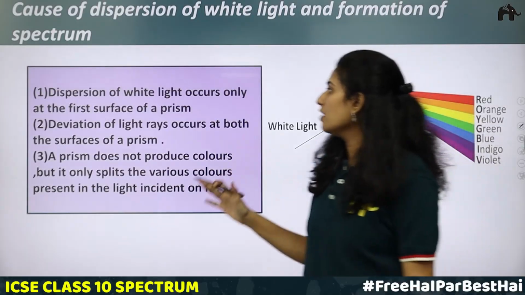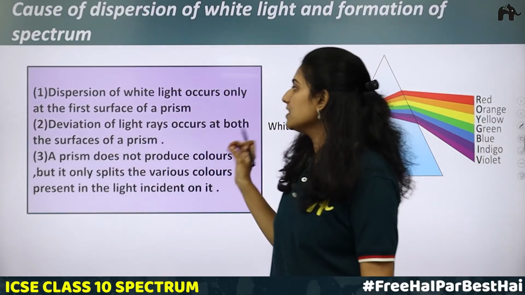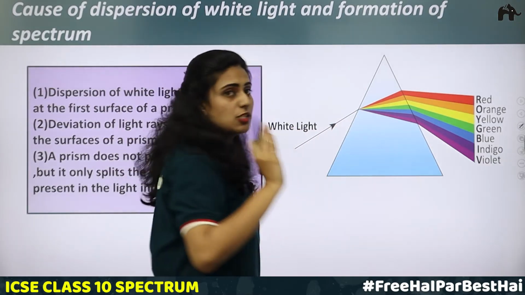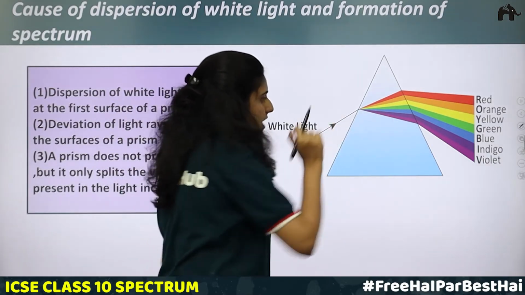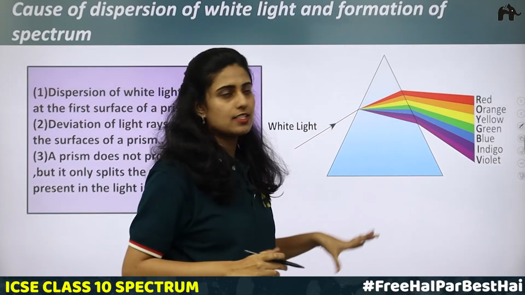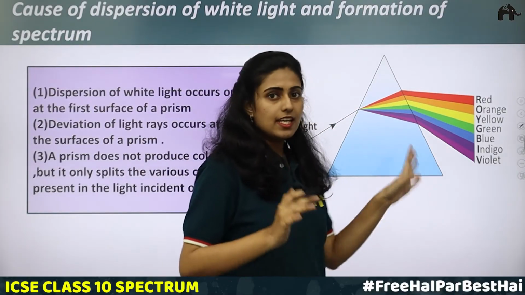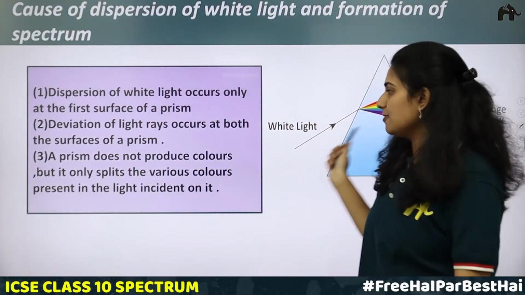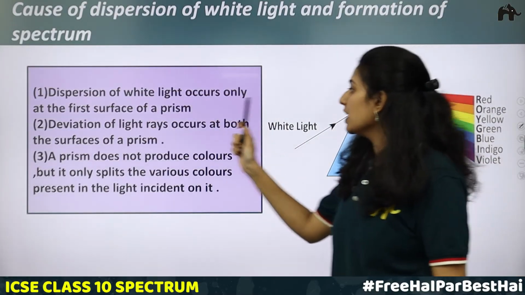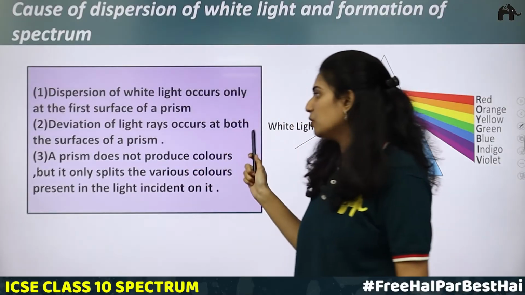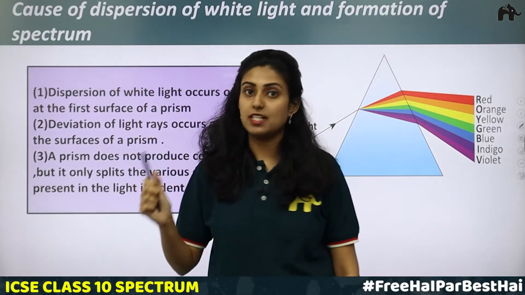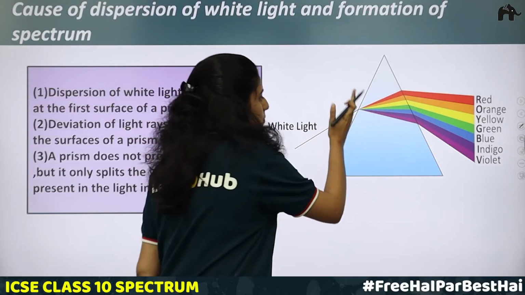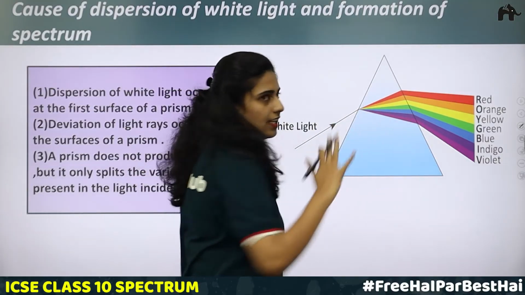First point, dispersion of white light occurs only at the first surface of a prism. We have studied this. At the first surface, the splitting of white light happens. White light splits into the different colors. Is it happening in the second surface? At the second surface, it is just deviating, and no splitting is happening. So dispersion is in the first surface. Second point, deviation of light rays occurs at both surfaces of a prism. That is, refraction is happening. Bending of light is happening at both the first surface and second surface.